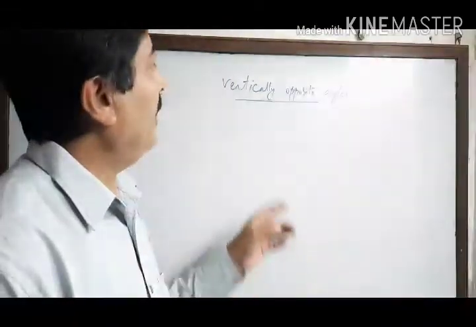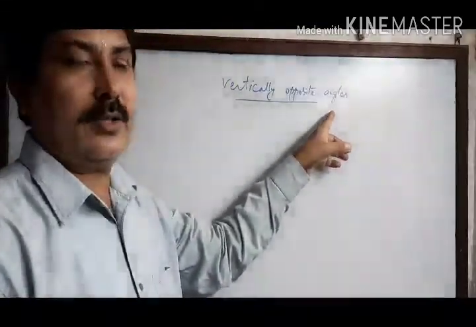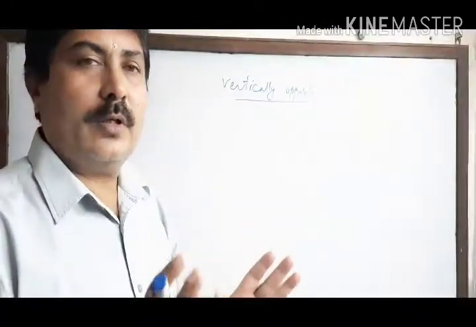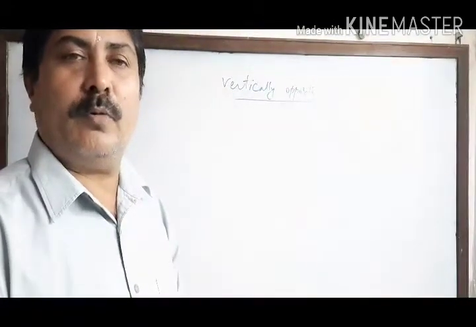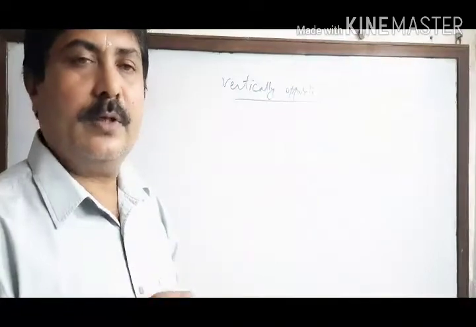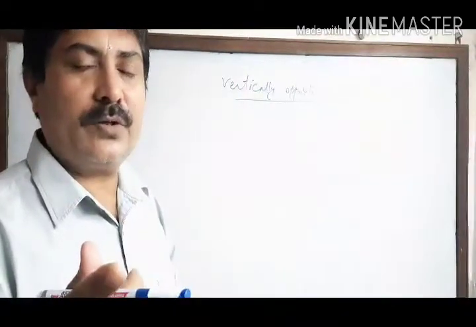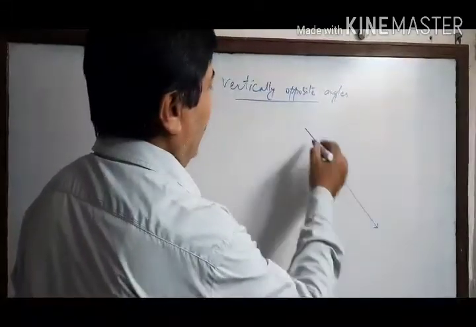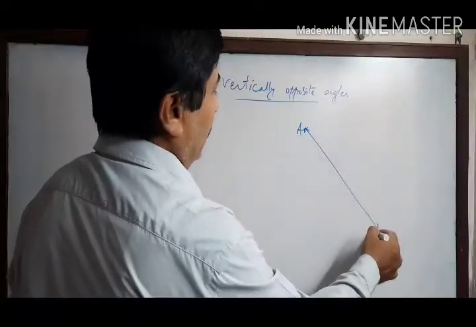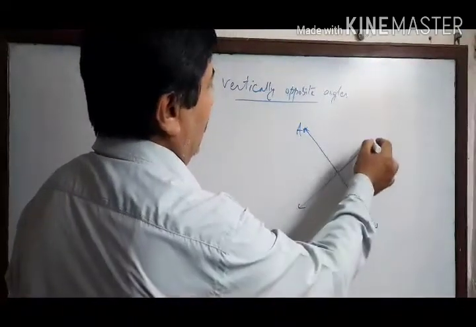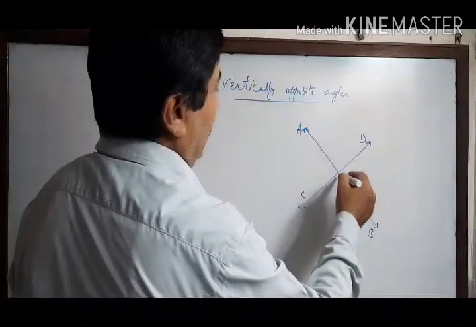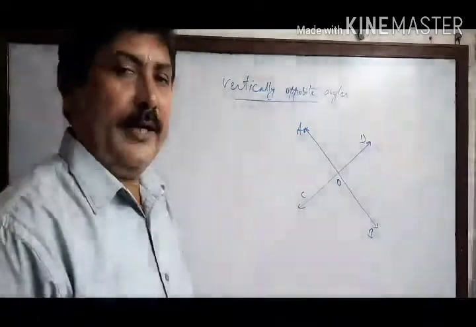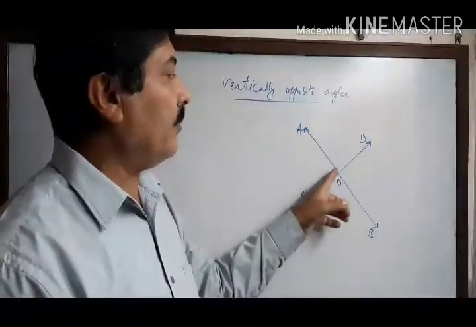Okay, third point we have vertically opposite angles. Vertically opposite angles means two such angles whose arms form two pairs of opposite rays. That means consider two intersecting lines. One line is this line AB and another line is line CD, and they are intersecting each other at point O. Both lines are intersecting each other at point O.